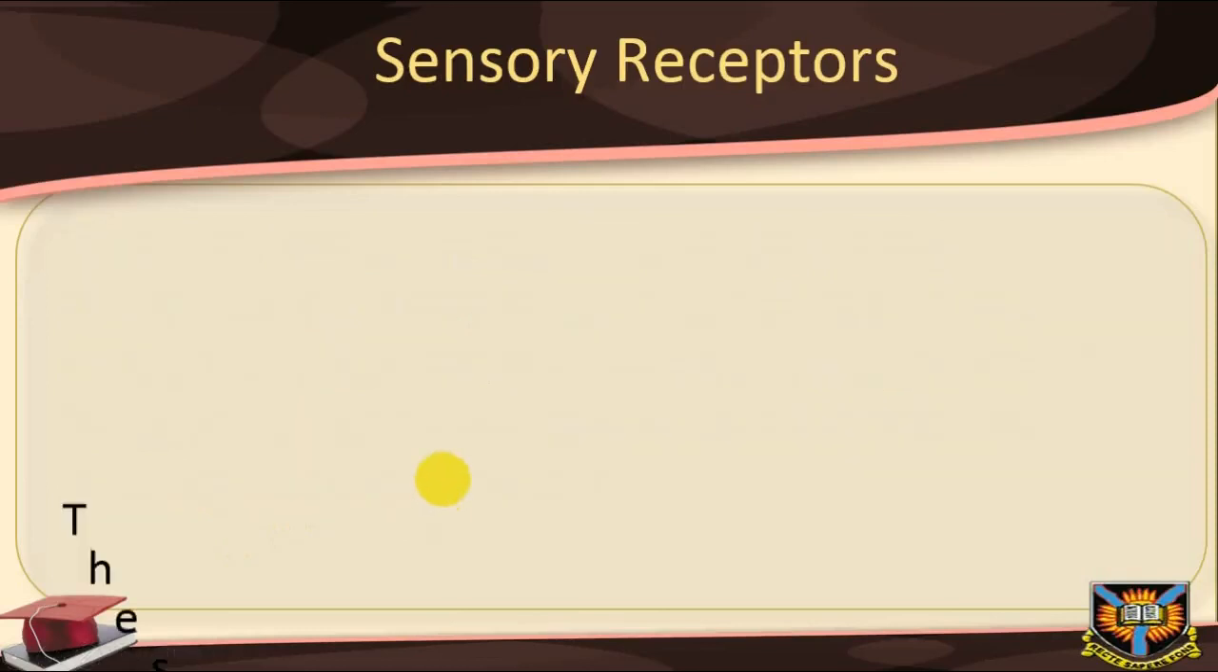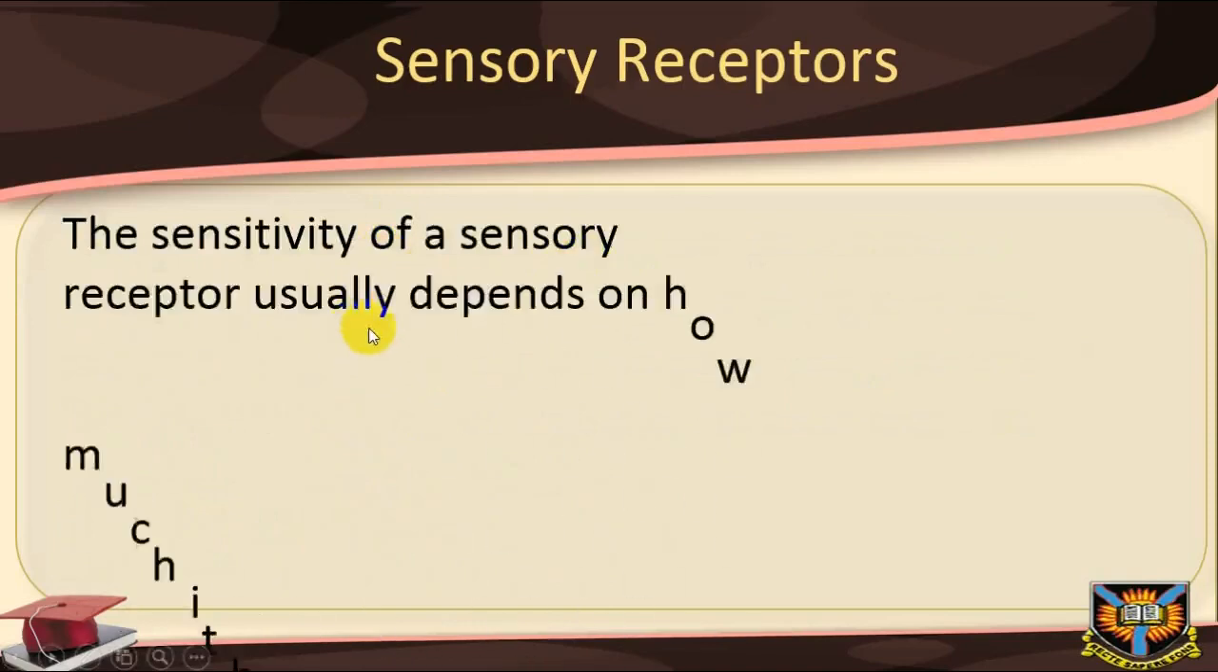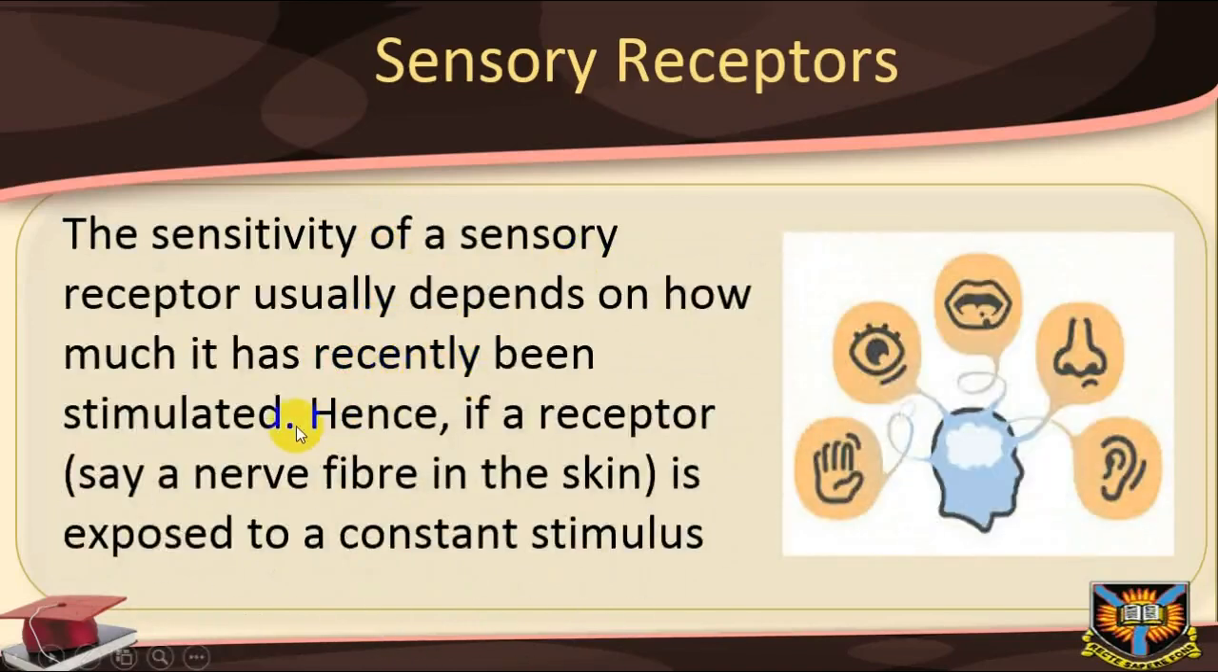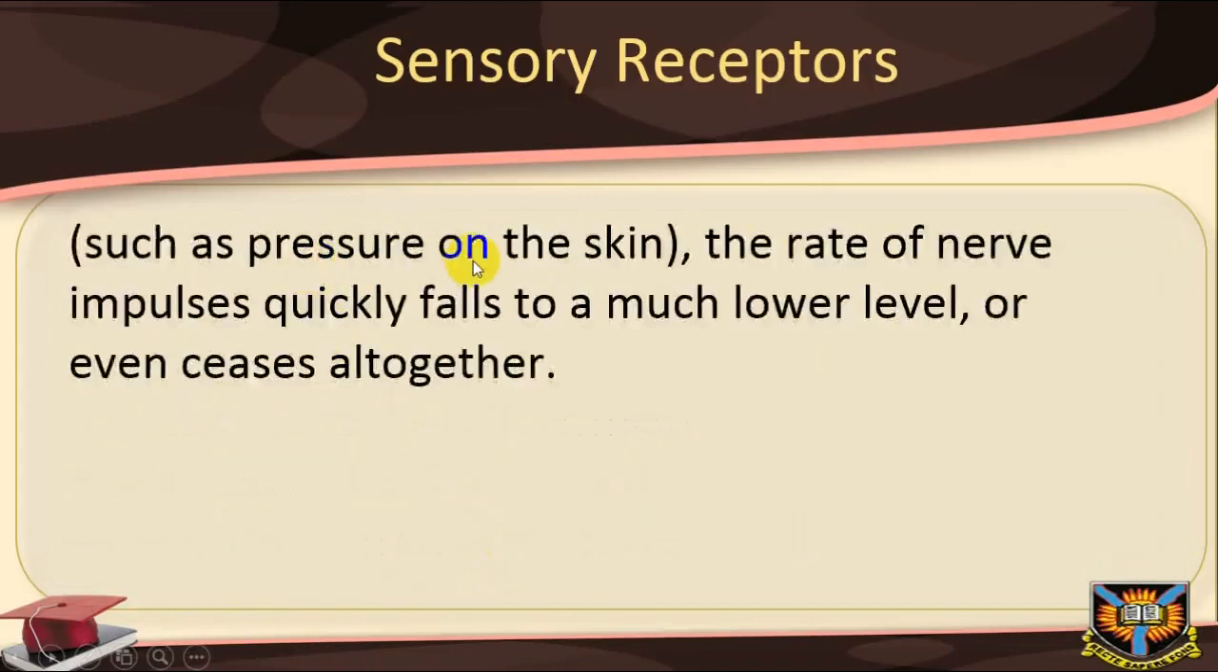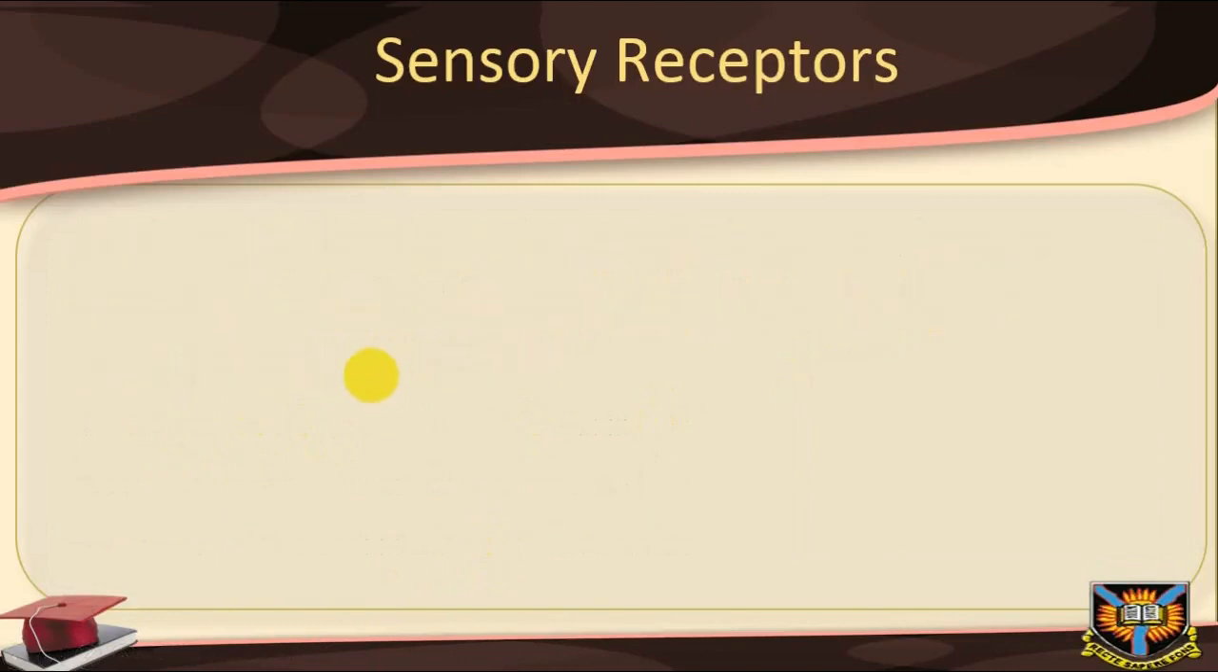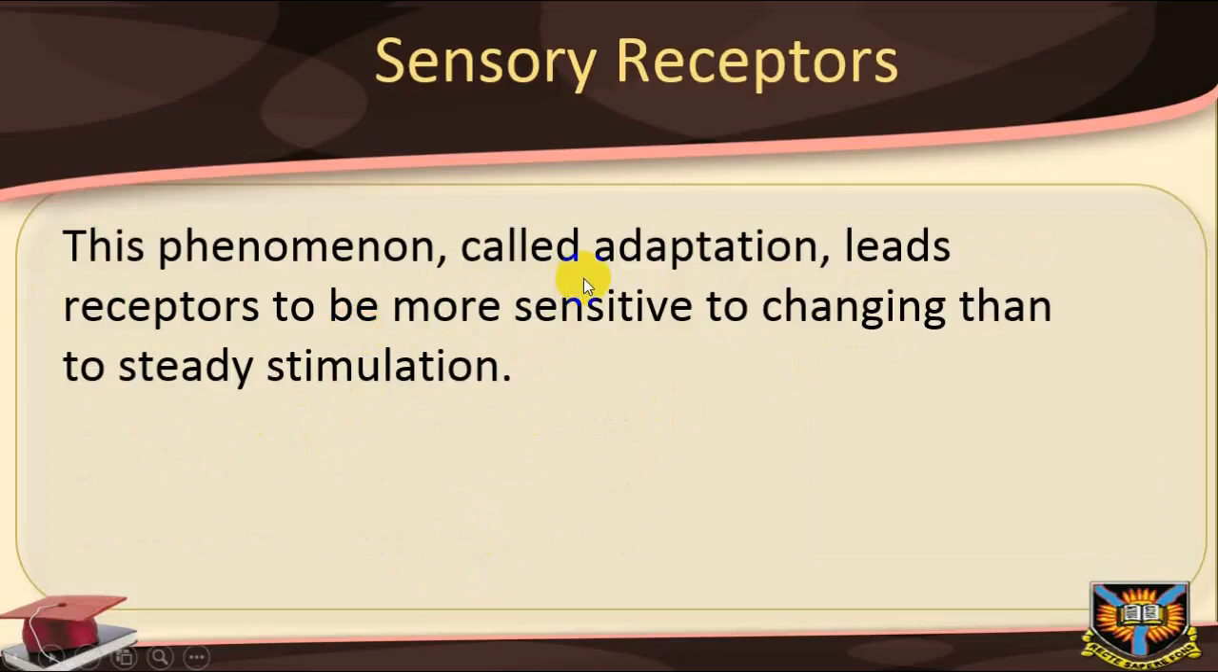The sensitivity of a sensory receptor usually depends on how much it has recently been stimulated. Hence, if a receptor, say a nerve fiber in the skin, is exposed to a constant stimulus, such as pressure on the skin, the rate of nerve impulses quickly falls to a much lower level or even ceases altogether. This phenomenon, called adaptation, leads receptors to be more sensitive to changing than to steady stimulation.